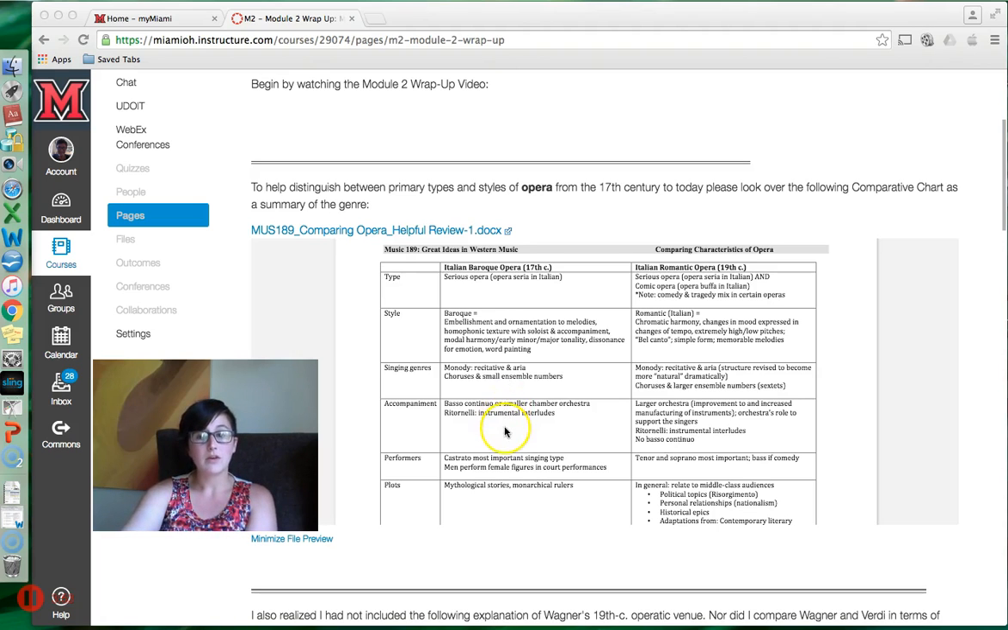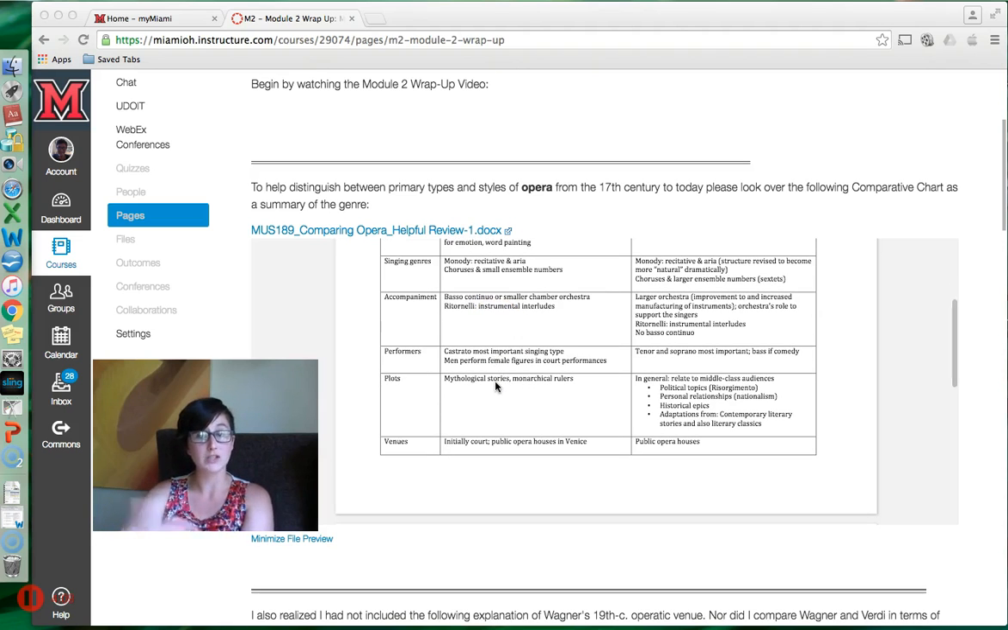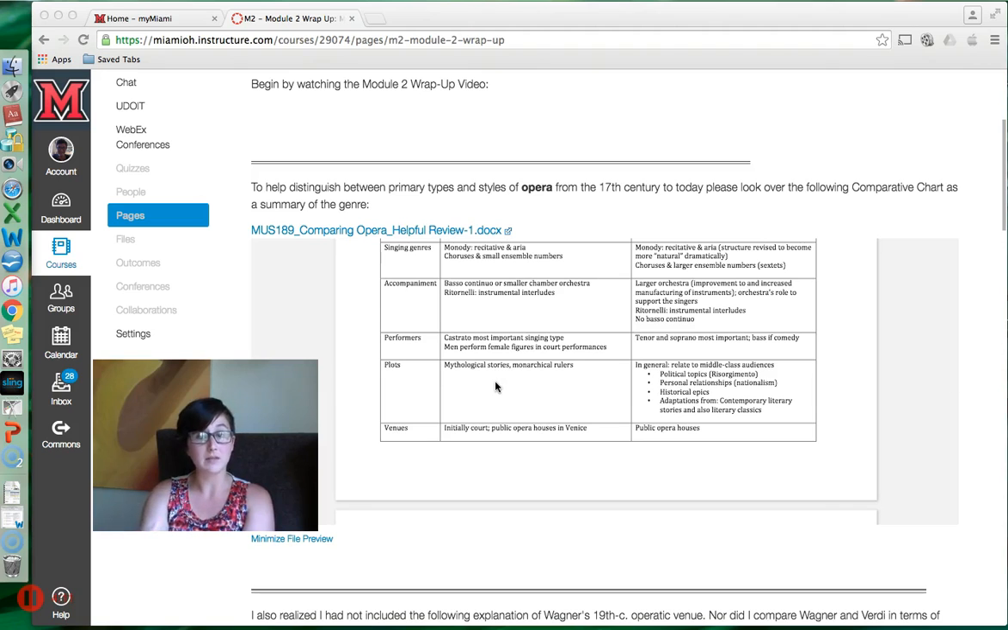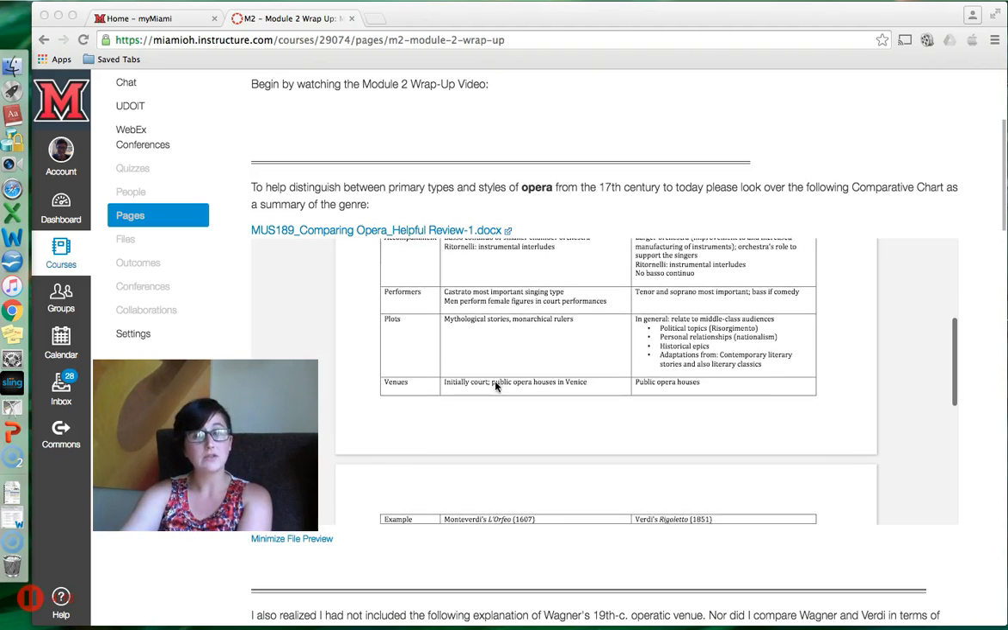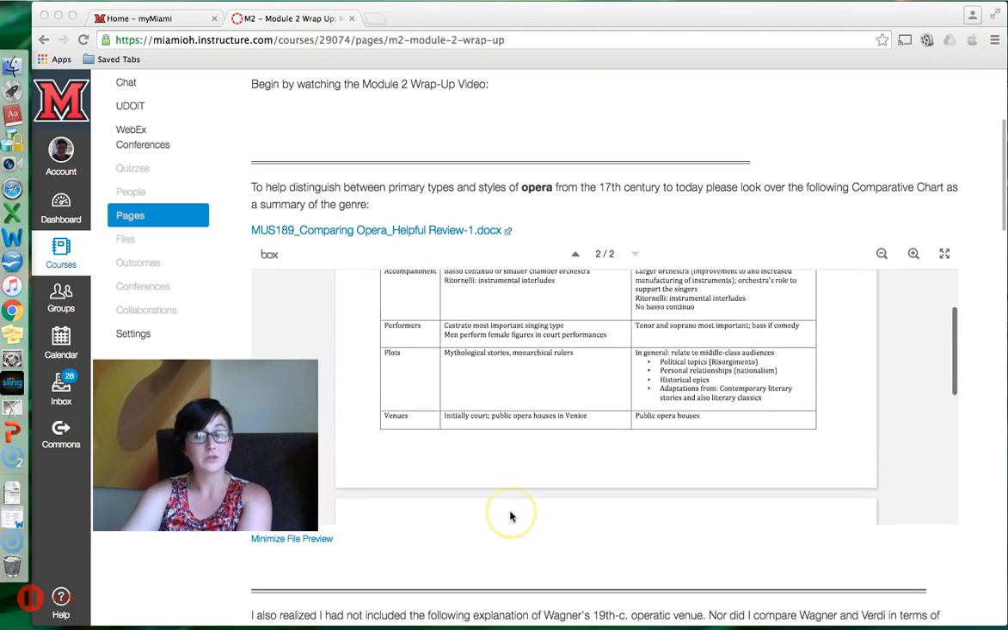You also read about specific instrumental accompaniment in the Baroque, which featured the reading of figured bass notation performed by basso continuo. There are also ritornelli or instrumental interludes. The performers, you should have watched videos about castrati, the male performers who are castrated in order to preserve the high register of their voices. And venues were primarily elitist and for the upper courts. Your example was Monteverdi's Orfeo.